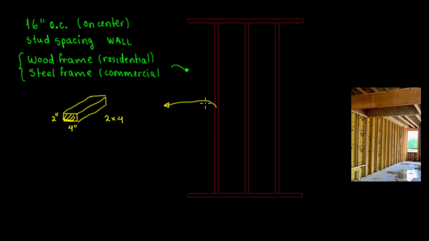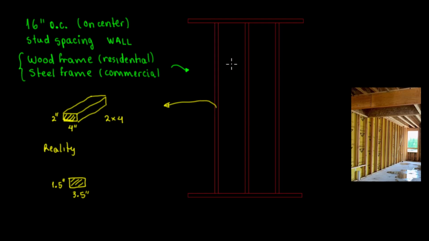However, and this is very interesting, in reality what we're going to have is the following, because wood shrinks. Since wood shrinks, we take into account 1.5 inches by 3.5 inches. So technically, the width of these studs is going to be 1.5, not 2.